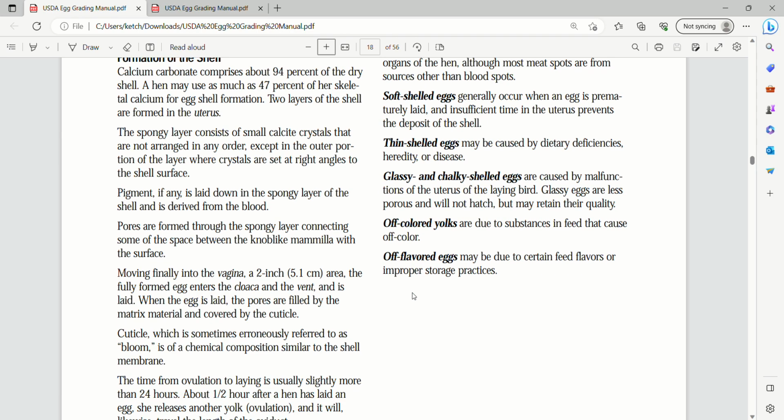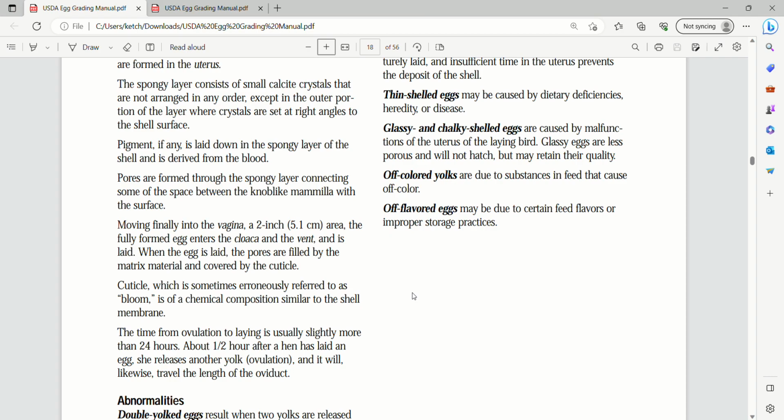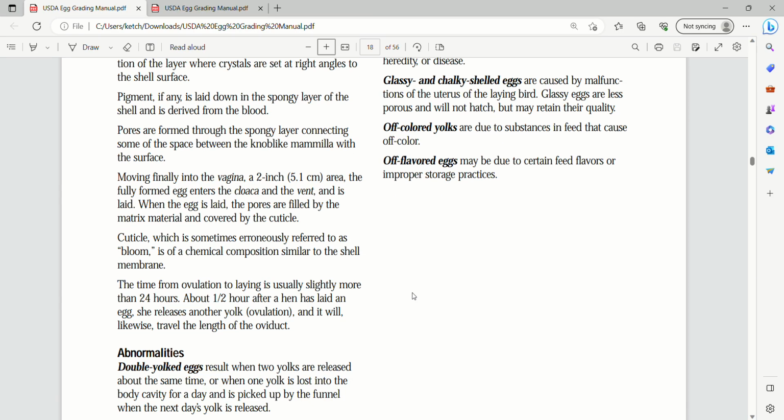Cuticle, which is sometimes erroneously referred to as bloom, is a chemical composition similar to the shell membrane. The time from ovulation to laying is usually slightly more than 24 hours. About a half an hour after a hen has laid an egg, she releases another yolk, ovulation, and it will likewise travel the length of the oviduct.